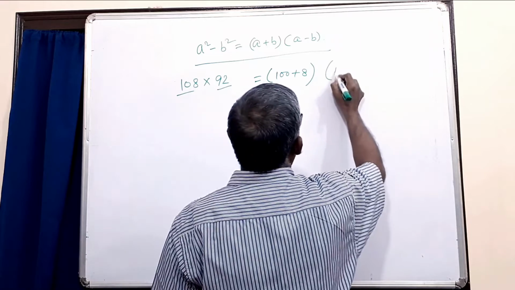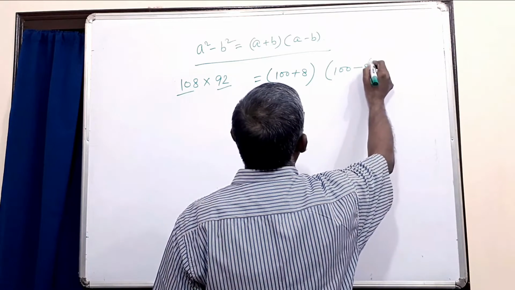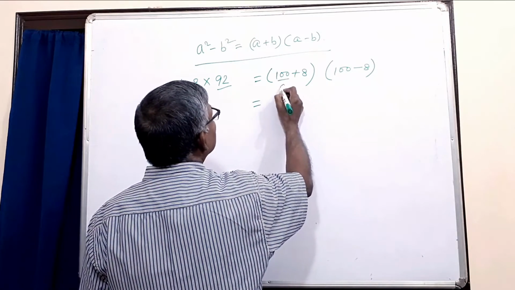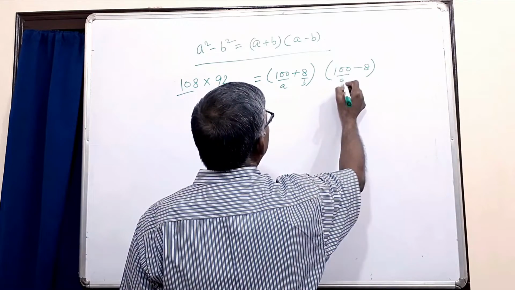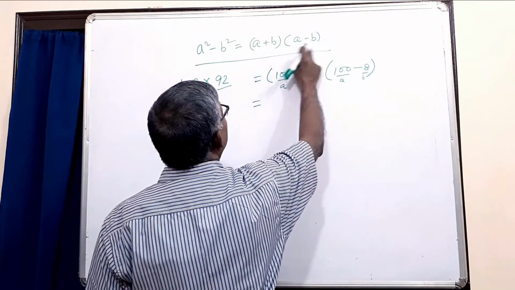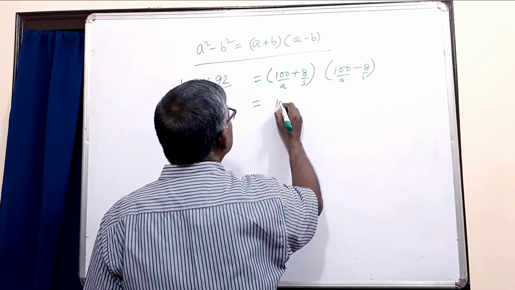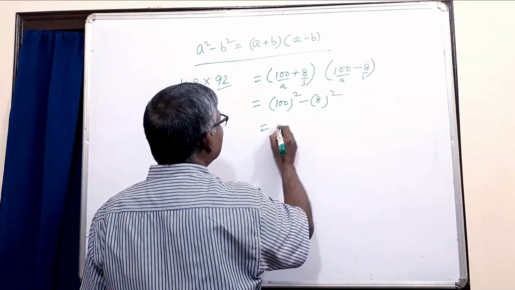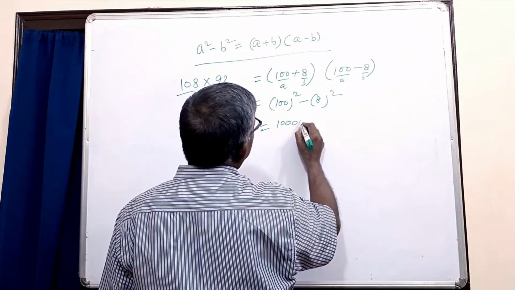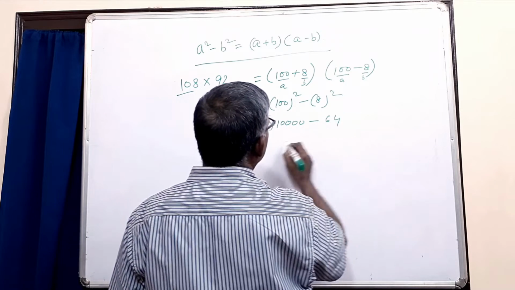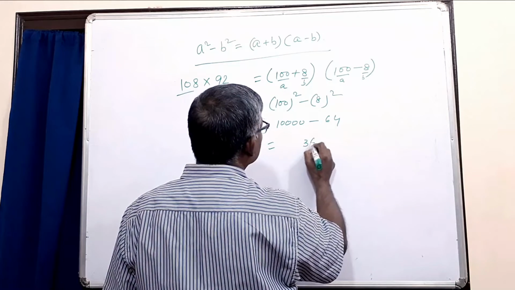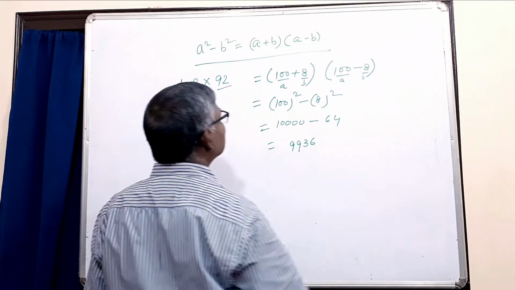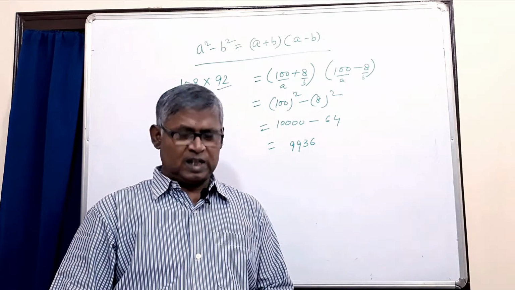Written as 100 minus 8, that is a plus b. Suppose it is a and it is b, so it is a and it is b. A plus b into a minus b means a square minus b square, that is 100 whole square minus 8 whole square, that is 10000 minus 64. So it will be 9936. Students, this video is very much important.